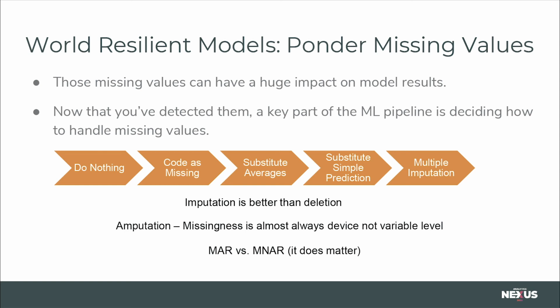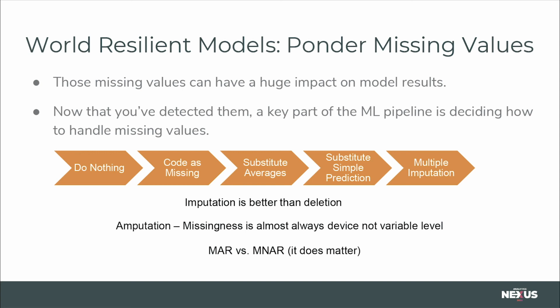So don't throw away data, impute data. Amputation, which sounds like the reverse. It is kind of the reverse of imputation. But a lot of times when people build models, one of the things they'll do is amputate data. They'll get rid of certain kinds of data as they train to try and simulate what's going to happen with missing values. One of the keys to thinking about amputation when you build training sets is that missingness is usually at the device level, not the variable level.